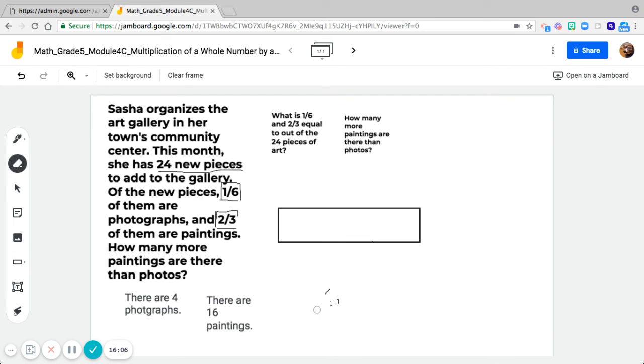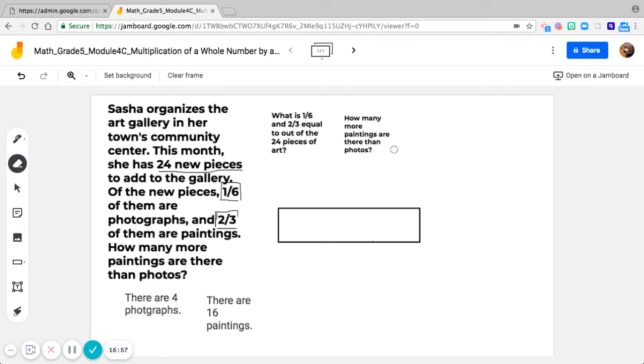Okay, so I want to go back really quick and see if we can answer any of these mathematical questions that came up when we were doing our third choral read, right? One of the questions was, what is 1/6 and 2/3 equal to out of the 24 pieces of art? So we figured that out. We knew that 1/6 was equal to 4 photographs, and we knew that 2/3 was equal to 16 paintings. And we were able to see that by making a representation and a model using the tape diagram, and how we took that tape diagram and broke it into parts to get to that answer. Okay, so this question we can answer.